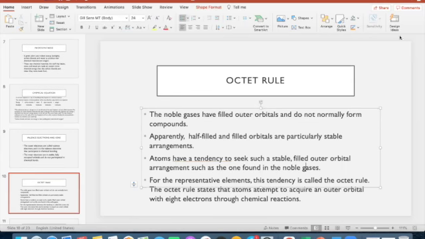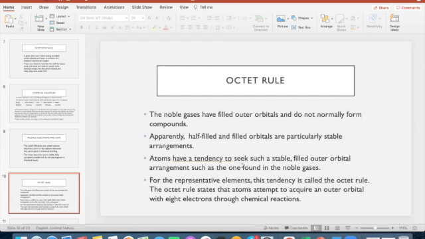The octet rule is about noble gases, which have the outer orbital filled with electrons, so they don't normally form compounds. Half-filled and filled orbitals are mostly stable arrangements. Atoms try to seek stability, and that's what they're trying to gain. They fill those outer orbitals to become like noble gases. So noble gases are stable.